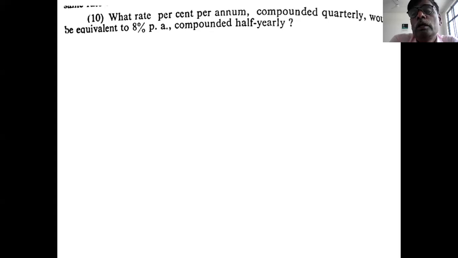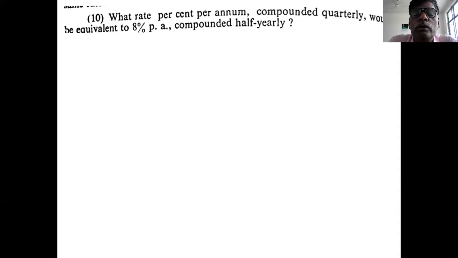Compounded quarterly means you calculate interest quarterly. So as per this problem, you have to take the annual rate of interest, then that annual rate of interest is divided by the number of quarters in a year. How many quarters are there in a year? There are 4 quarters in a year.